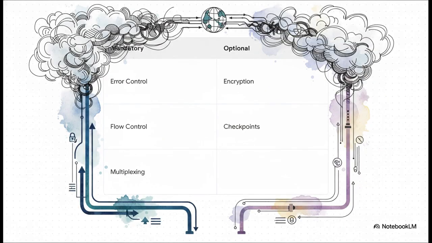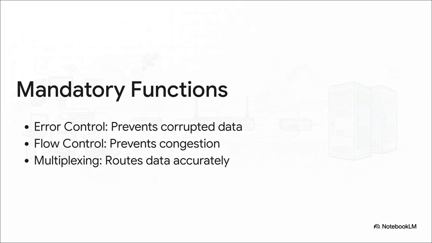And this brilliantly illustrates how we actually manage all that cognitive overload and system complexity. We take those 70-plus functionalities and divide them into two main categories. Mandatory functions like error control, flow control, and multiplexing, and optional functions like encryption and checkpoints. We have to separate these because if we didn't, we'd slow down every single network request with incredibly heavy, unnecessary rules. Let's dive into those non-negotiable mandatory functions first.